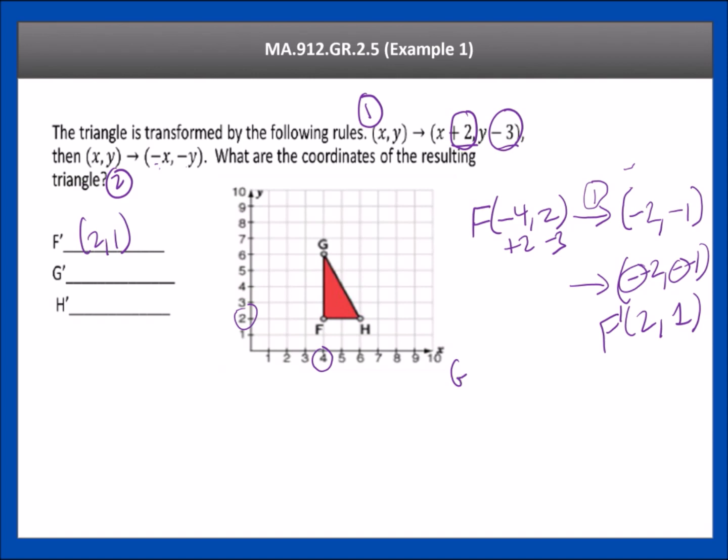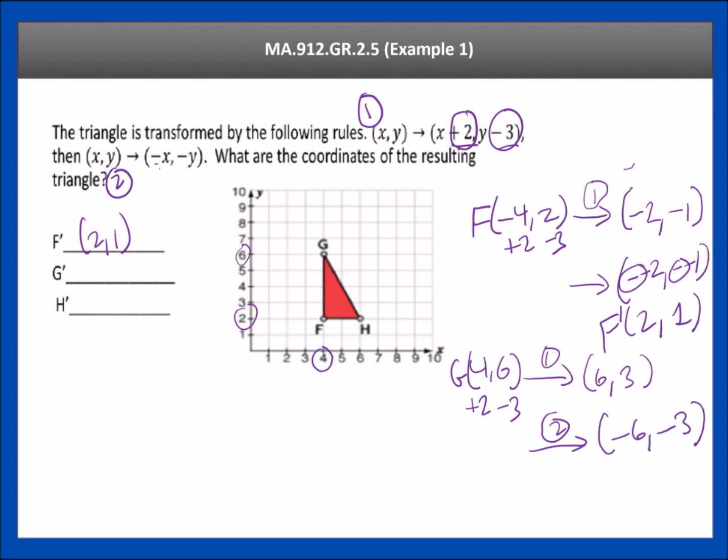All right, so let's do g. So g is 4, 6. And using the first transformation, we are adding 2 to the x coordinate, subtracting 3 from the y coordinate, again using this rule. 4 plus 2 is 6. 6 minus 3 is 3. Then we're going to transform the 6, 3 using the second rule, putting negatives on the x and the y coordinate. That turns it into -6, -3. All right, that's g prime.